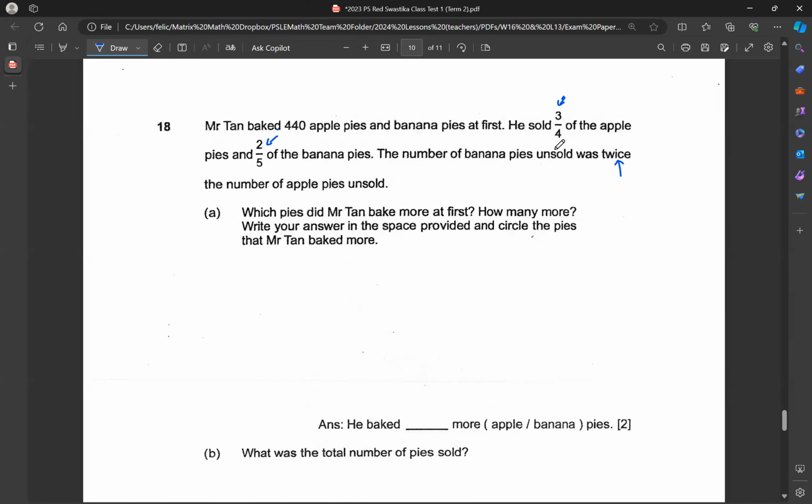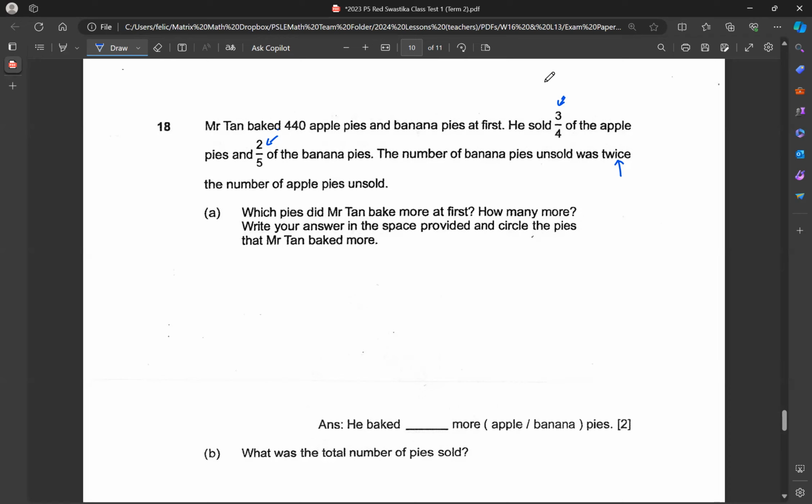So please do not go and make the denominators the same. I should highlight this first. Do not make the two denominators the same because each denominator here refers to different types of pies. If you make the denominators the same, that means you are saying the number of apple pies is the same as the number of banana pies, which is not true. We do not know. All right, so do not do that.